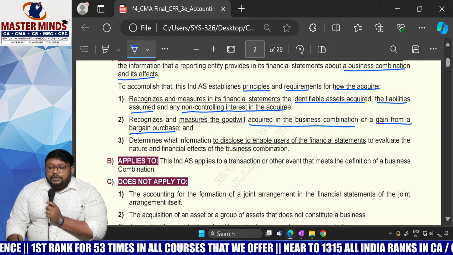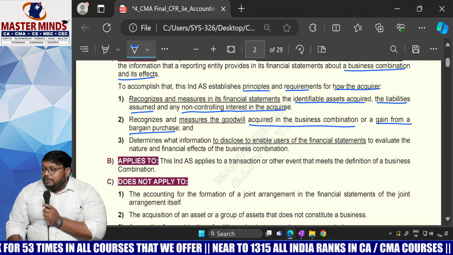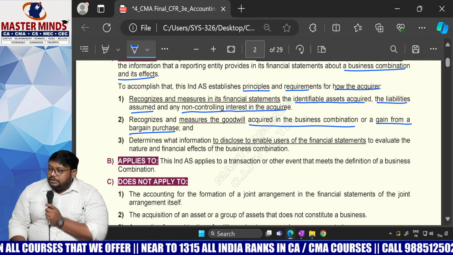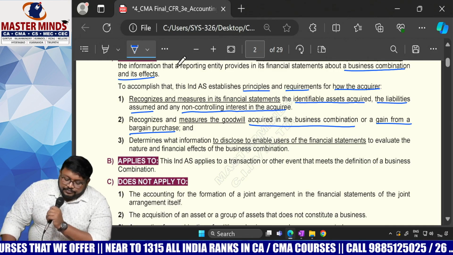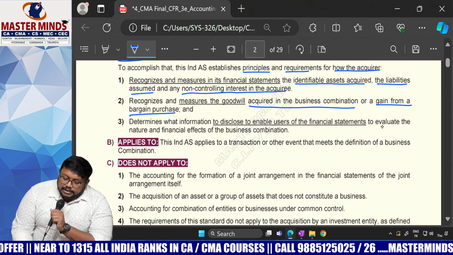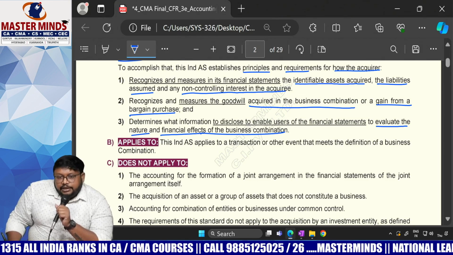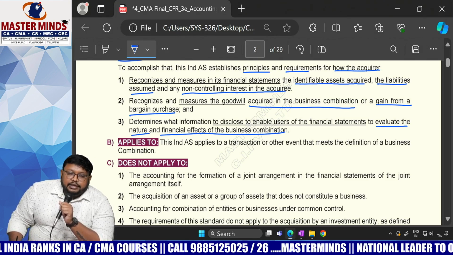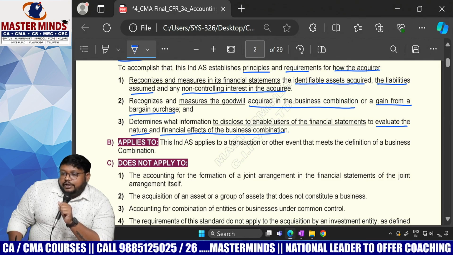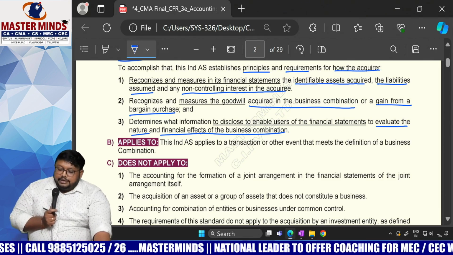At the same time, if any goodwill or gain on bargain purchase arises out of this business combination, how to measure and recognize it, this standard will specify. And it determines the information to be disclosed to the users of financial statements to evaluate the nature and financial effects of the business combination. Ultimately, when we disclose all the elements of business combination in the financial statements, it enables the users checking your financial statements to understand the effects of the business combination in the entity better.